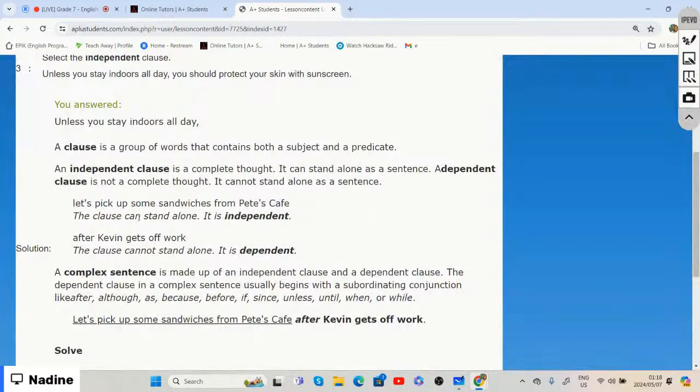And we said a clause is a group of words. It contains both a subject as well as a predicate. An independent clause is a complete thought. It stands alone as a sentence. And a dependent clause is not a complete thought because it cannot stand alone as a sentence.